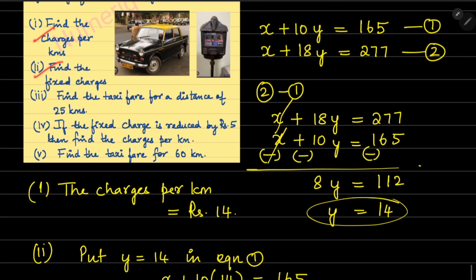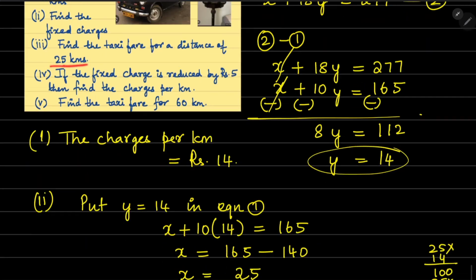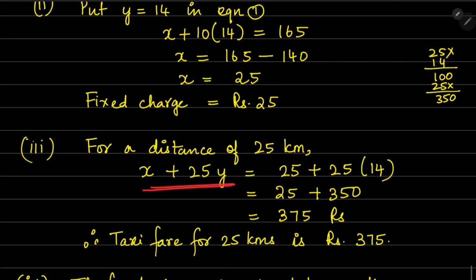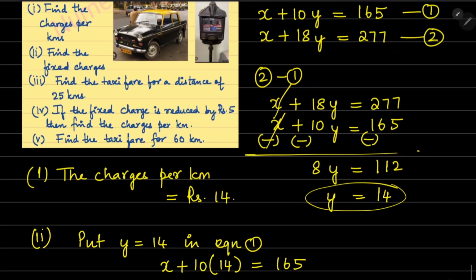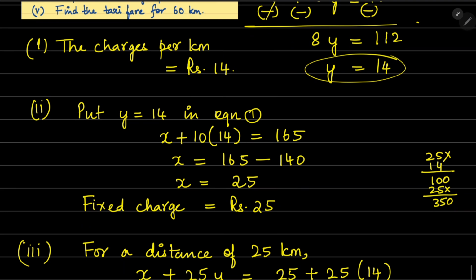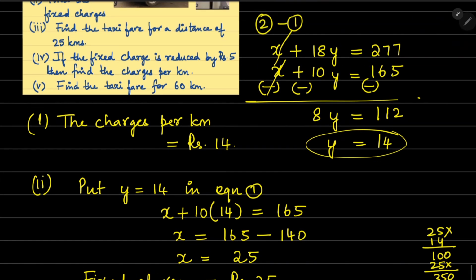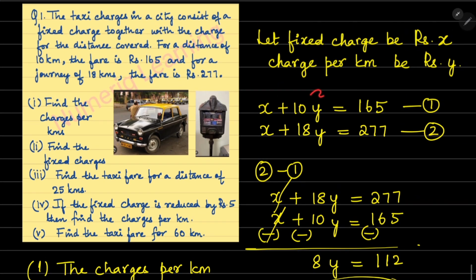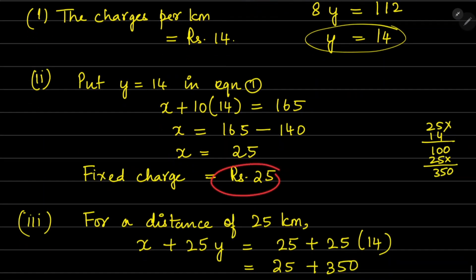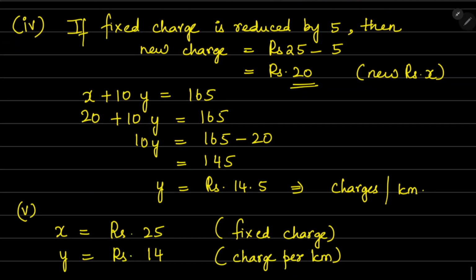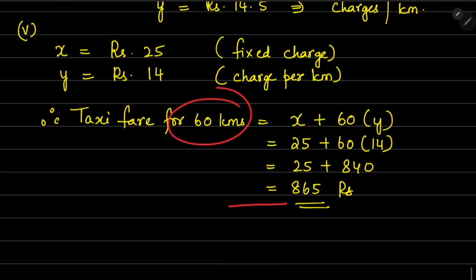So the first two answers are done. And then once you know your x and y, for a distance of 25 kilometers, just substitute x plus 25y. That's your total cost. And then fourth question, if your fixed charge is reduced by 5, then find y. So put it in any one of the equations. So 20 plus 10y equal to 165, find y. That's your fourth answer. And the fifth answer is take whatever your fixed charges are, take your variable per kilometer charge, and then find it out for 60 kilometers. That's all. So it's a very, very easy question. All you have to do is just understand and write step-by-step answers.